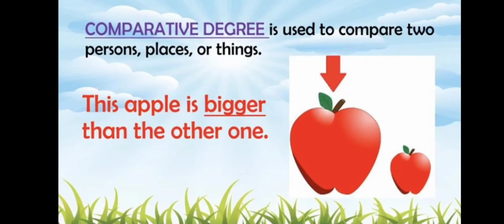Now come to the next one. Comparative degree. Comparative degree is used to compare two persons, places, or things. For example, this apple is bigger than the other one. In comparative degree, we compare adjectives between two things, between two persons, between two places. So here we are comparing the apple to the other one. The apple is bigger than the other one.